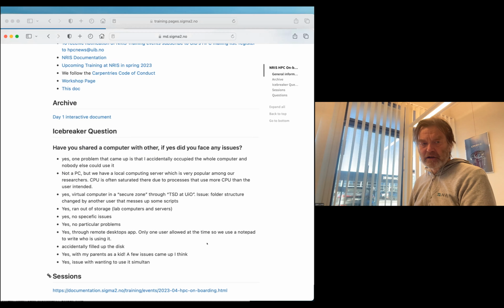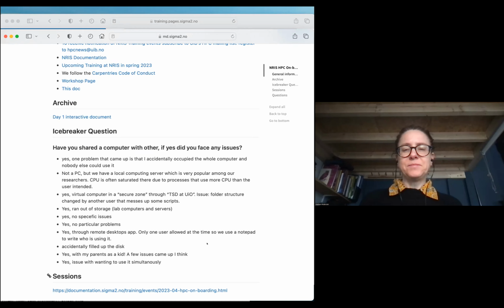So many have shared computers with others. And what about you, Maiken? Do you have some good stories about sharing computers with others? Well, I've mostly had good experiences, because when I started sharing computers, it was via these HPC systems, and I haven't had any big issues. So I've been lucky and haven't experienced lack of storage or lack of memory or anything like that.